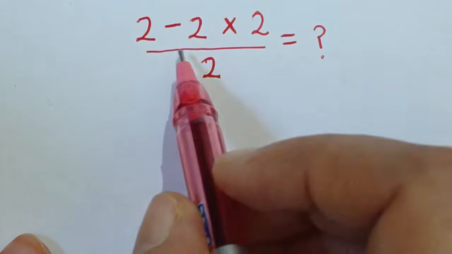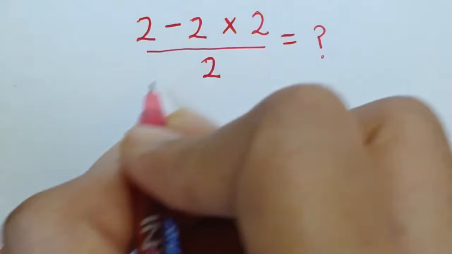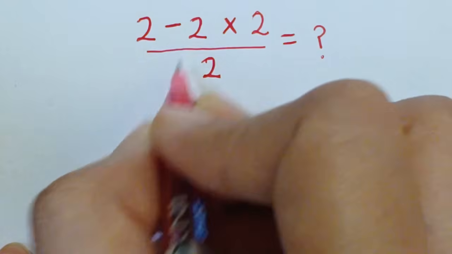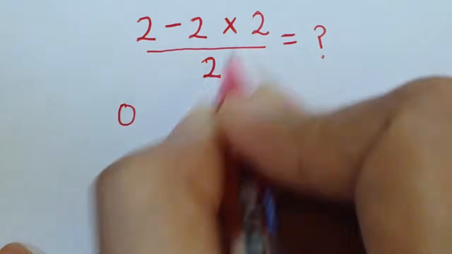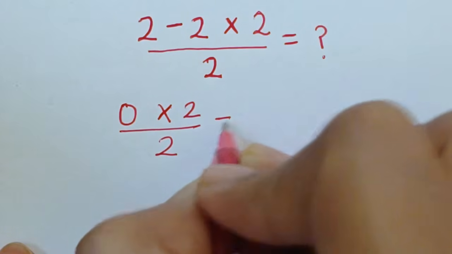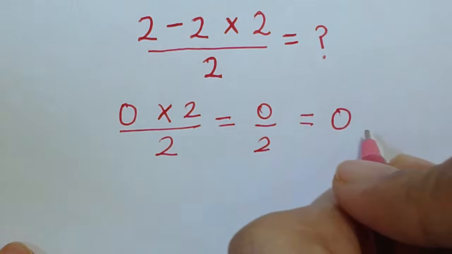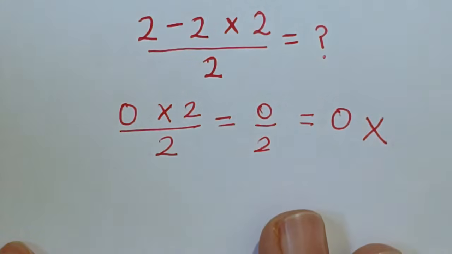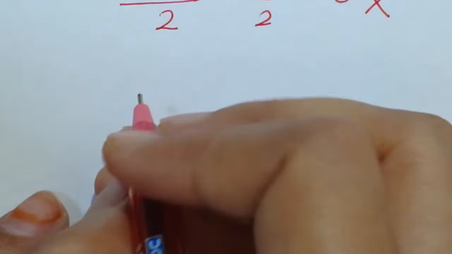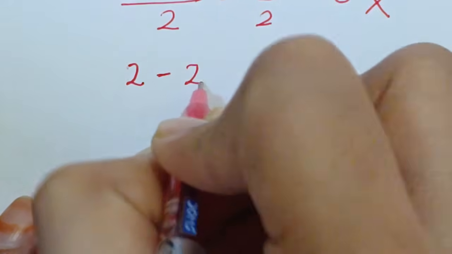Hello everyone, let's solve the value for this expression. So here 2 minus 2, 0 into 2 by 2 is equal to 0 by 2, which is 0. But this is the incorrect answer. So what will be the correct value for this expression?